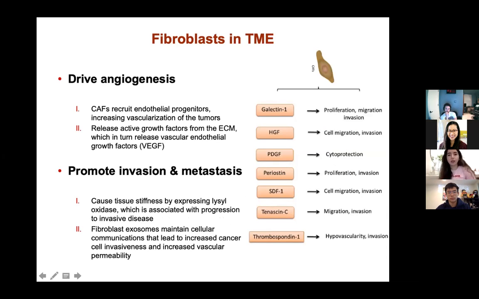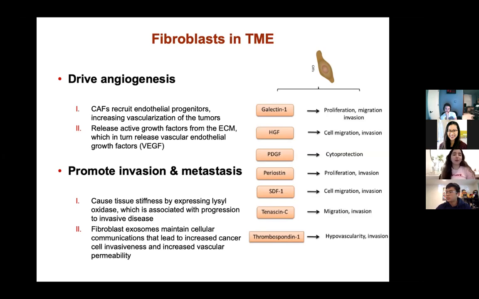This is also a look at all of the other things that it does, such as driving angiogenesis. This one is actually extremely key because the more blood flow that we get to the tumor site, the more chance the tumor has to grow. So the CAFs will recruit a lot of endothelial progenitors, and they increase vascularization within the tumor, and they also release a lot of growth factors, which in turn also helps vascular development within the tumor site.